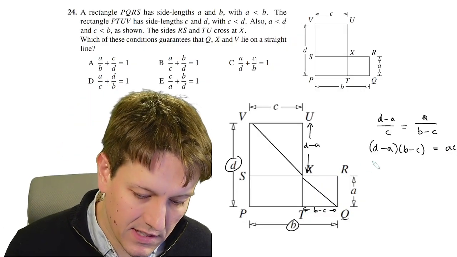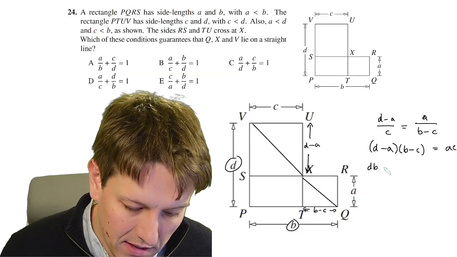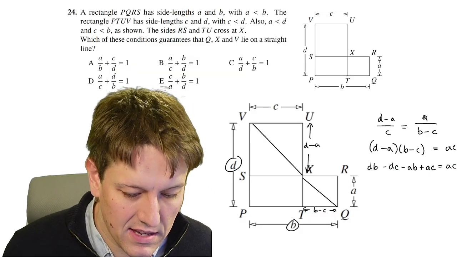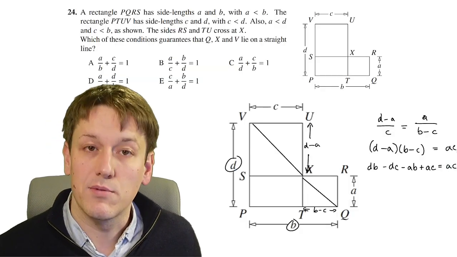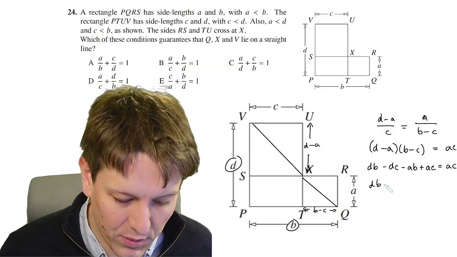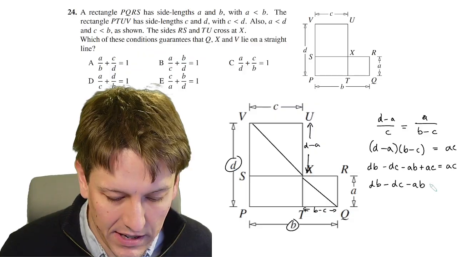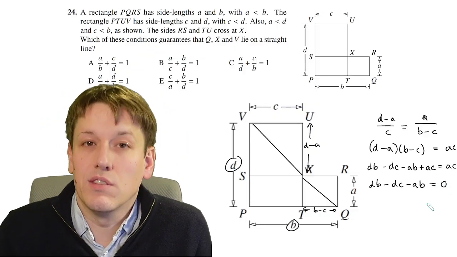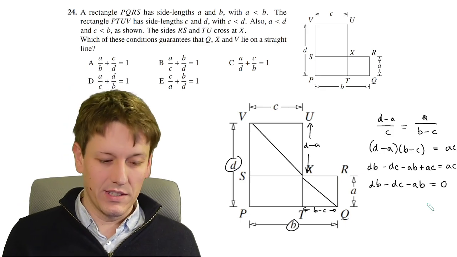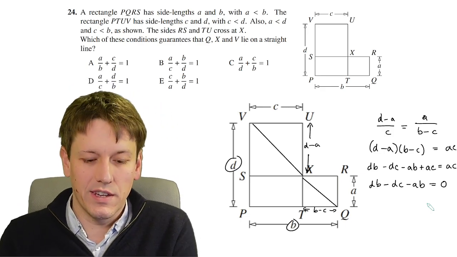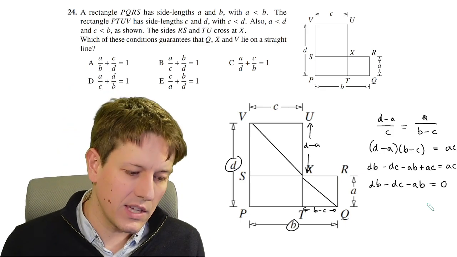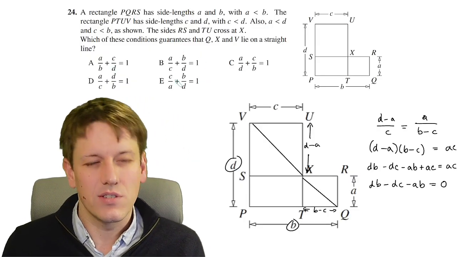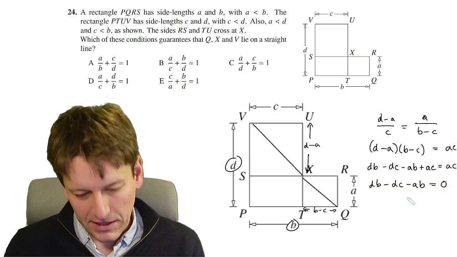Multiplying out the left-hand side, we get db minus dc minus ab plus ac equals ac, and then subtracting ac from each side, we're left with db minus dc minus ab equals 0. Now, this is a condition that would be perfectly good, but we still need to get it into one of these forms, which is one of the challenges of this question. You can see all of the forms from A to E here have a, b, c and d appearing exactly once, so that's how I'm guided in the next step.